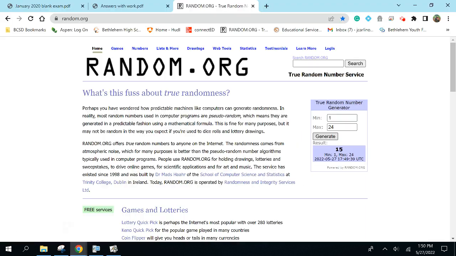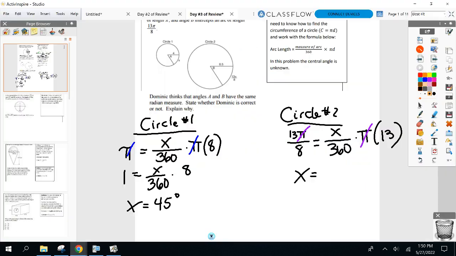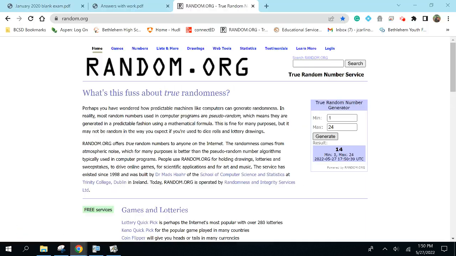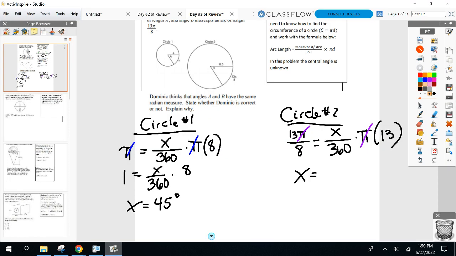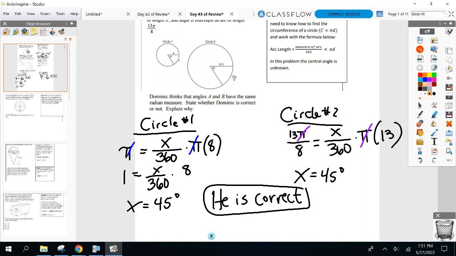When you're ready, let me know circle 2's angle. 45. Good job. So was Dominic correct? Yes, he is correct. And I know it says explain why. I think we just did here with all our work. You don't need to write a big paragraph here. All your work is good enough.